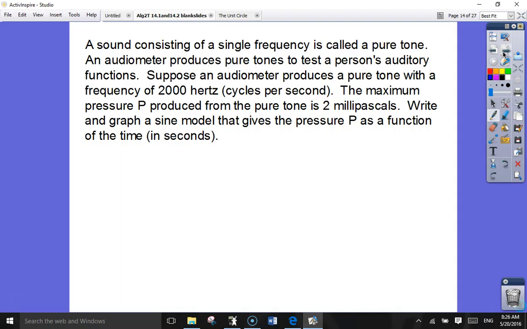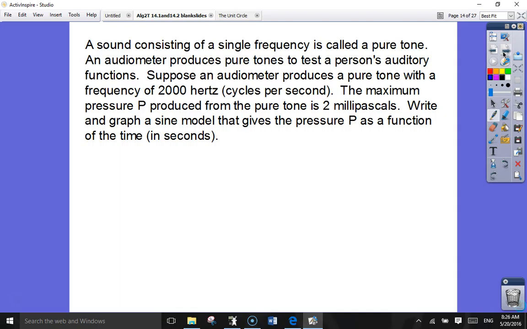And I introduced that just because it's in the next problem. A sound consisting of a single frequency is called a pure tone. An audiometer produces pure tones to test a person's auditory functions. Suppose an audiometer produces a pure tone with a frequency of 2,000 hertz.